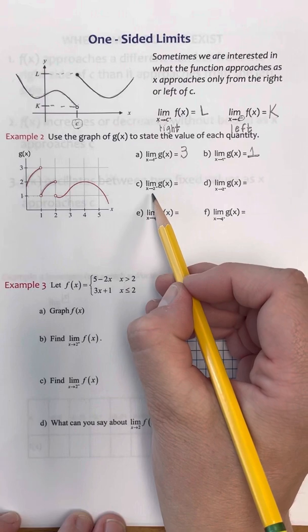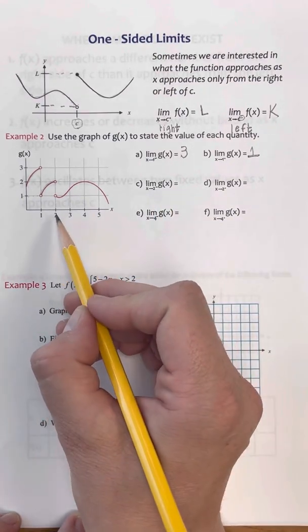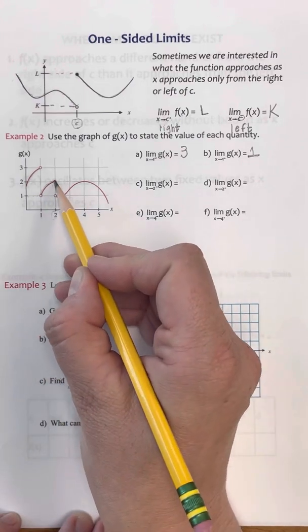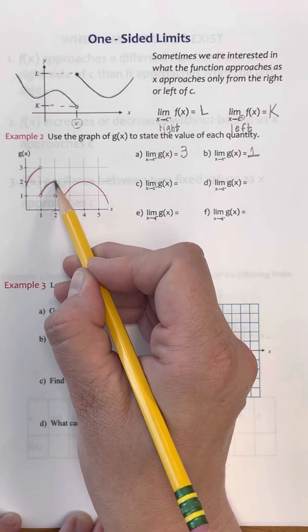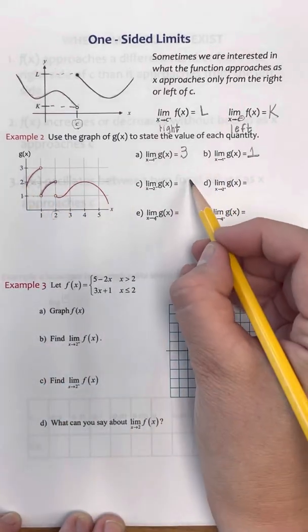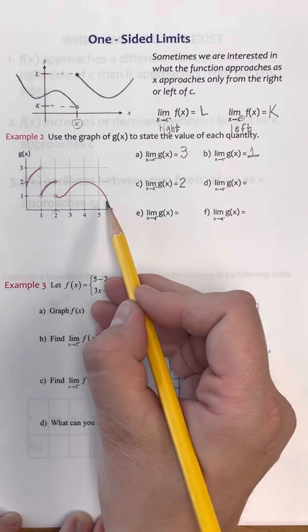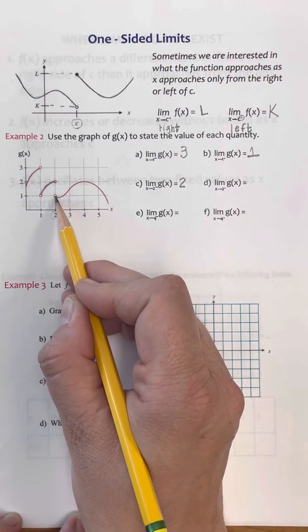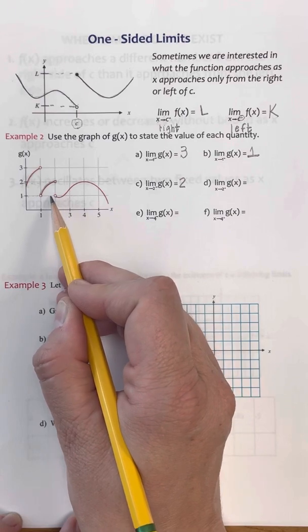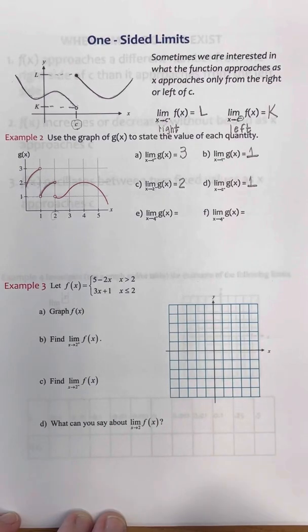The next one says we want to approach 2. Again, we're going to start off with the left. So here's 2. So we're going to use this piece. We're approaching the x value of 2, and the y value that it matches up with is going to be a 2. Here we want to approach it from the right side. So we're going to look at this piece right here. And when we get to an x value of 2, we are at a y value of 1. So those two also did not equal each other.